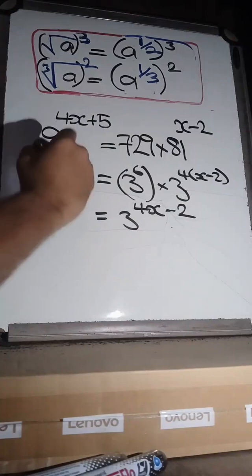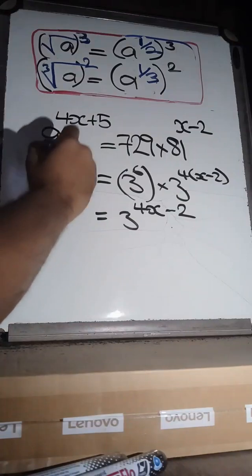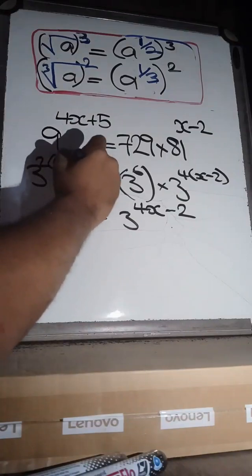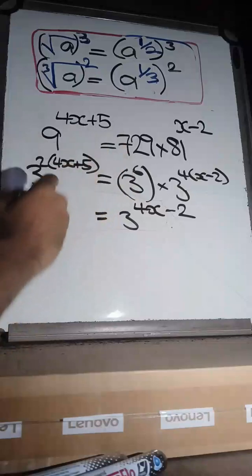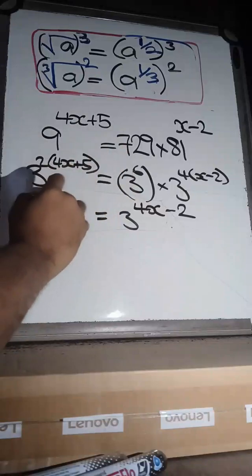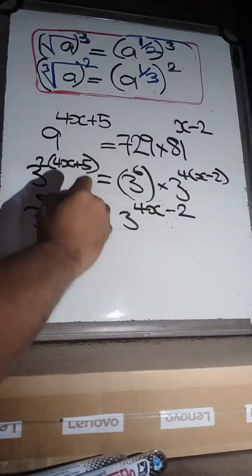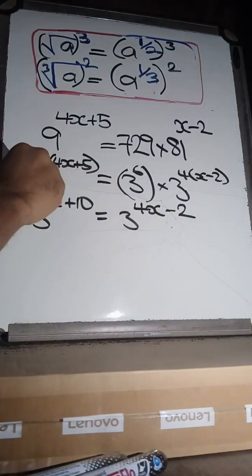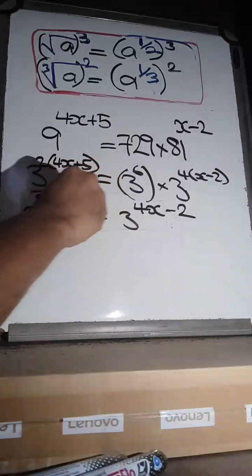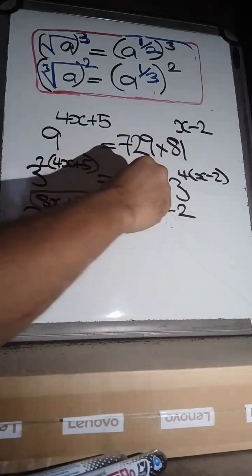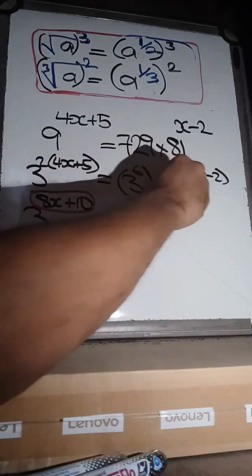Now over here, we have what? 3 raised to the 2, 4x plus 5. This is 3 raised to the 8x plus 10. Now let's look at exponents carefully. This is 8x plus 10. This is 4x minus 2.